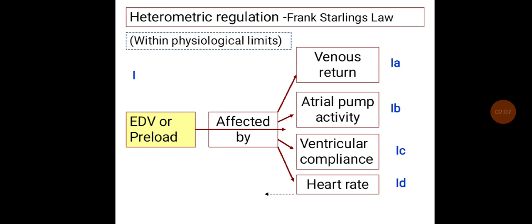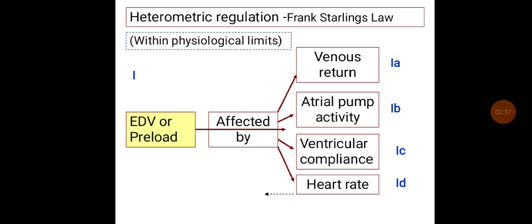Sometimes the regulation of the cardiac output can be described as heterometric regulation and homometric regulation. In heterometric regulation, the initial length of the muscle fiber, that is the end diastolic volume, is going to alter. That is why it is hetero. This was described by the scientist Frank Starling, so that is why it is called Frank Starling's law.